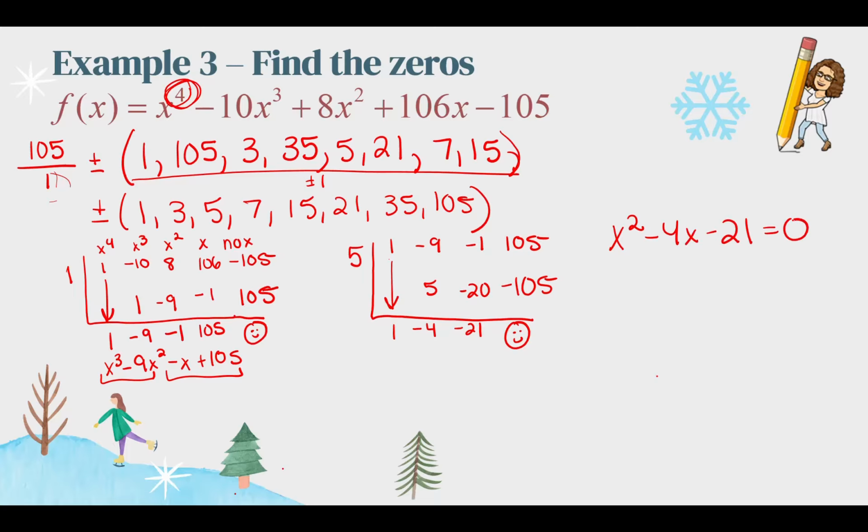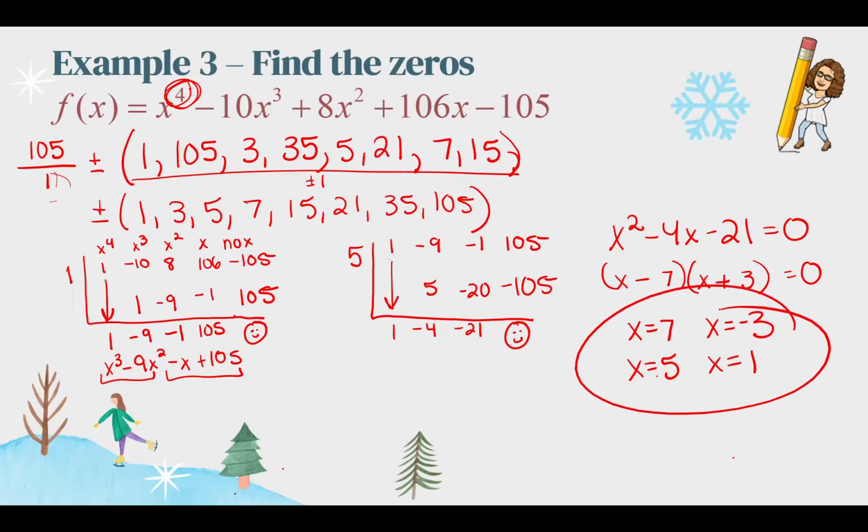I'm going to set him equal to 0. I now need to factor him. So it'd be x, I think a 7 and a 3 are in order. Negative 7, positive 3. So I get x equals 7, x equals negative 3, and then don't forget the guys that started it all. 4 answers for a fourth power polynomial.